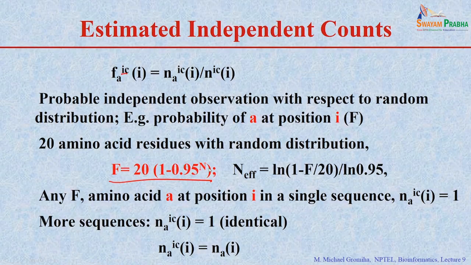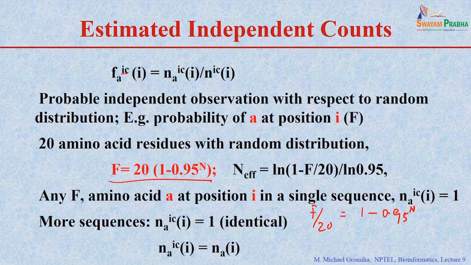So from this one you can calculate the effective n. You have the actual values and you have the random values, and you can fit them with some function, right. In this case you can fit with this n as n effective. So use this equation, then change it to get the n effective. You move this 20 here, that means f by 20 equals 1 minus 0.95 into n power n.